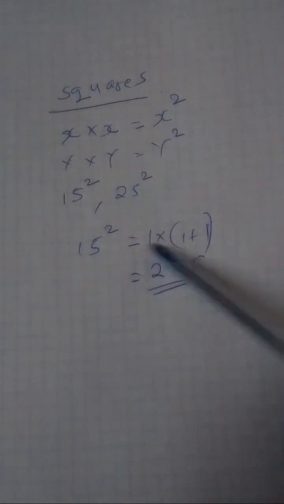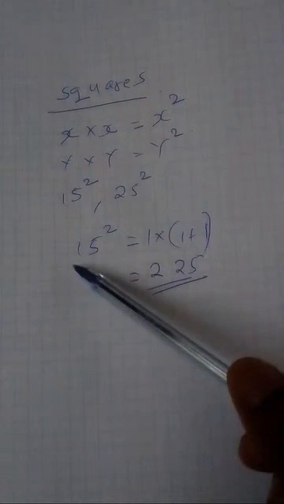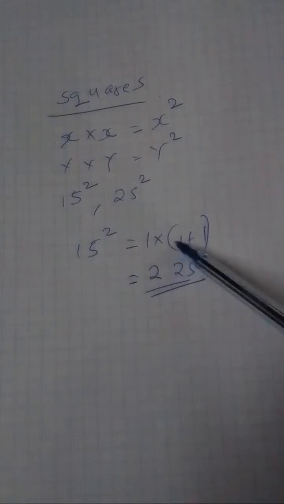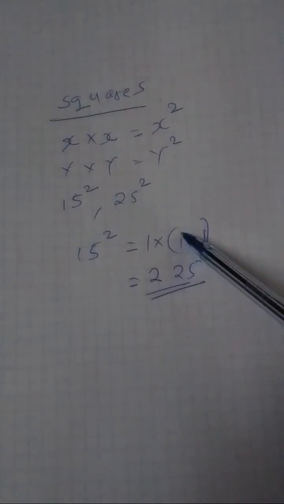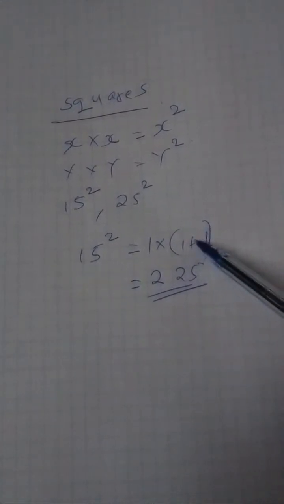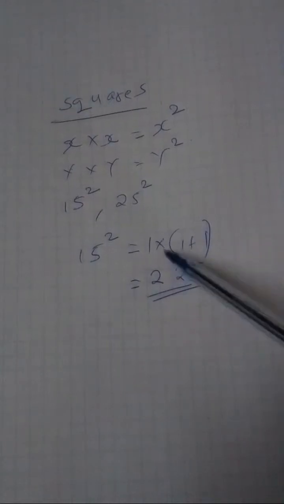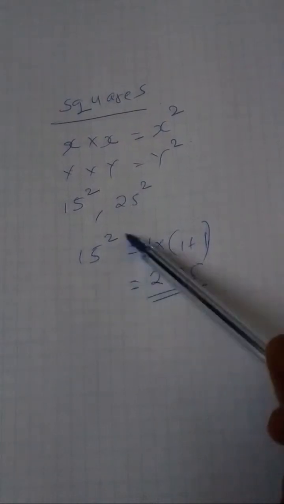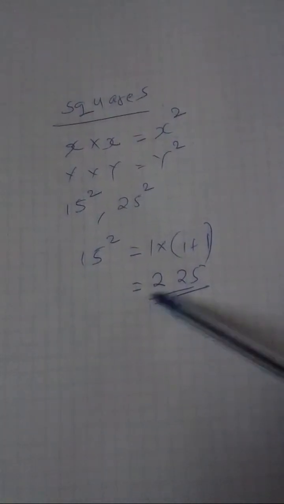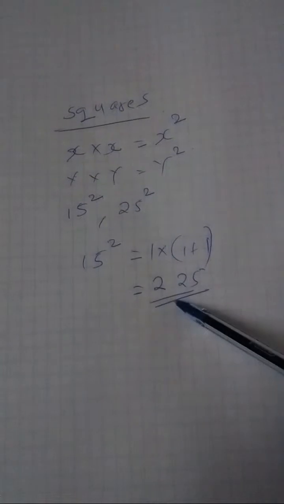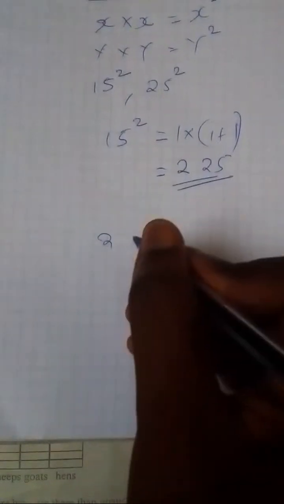Like 15 squared is equal to this 1 here, the first digit, multiplied by 1 plus, again, this 1 here. Where do we get this one? This one is a rule. Now 1 plus 1 becomes 2, that is the number inside the bracket. Then 2 times 1 is 2. Later on we square this 5 alone, and 5 squared is 25. Then the answer is 225. That's the square of 15. Now we can also find the one for 25 by using the similar method.